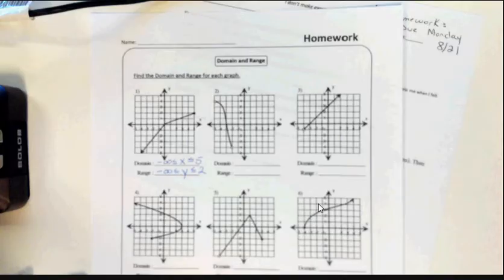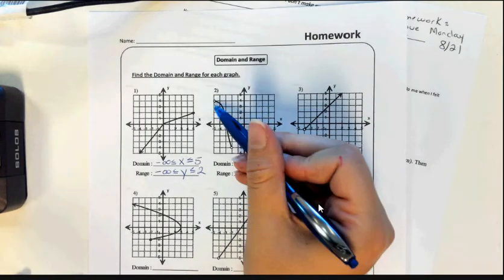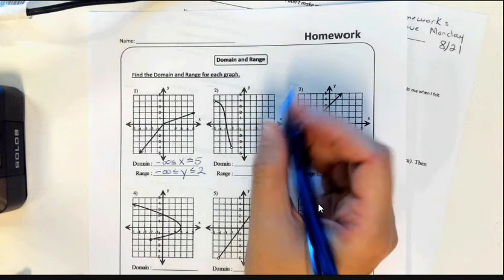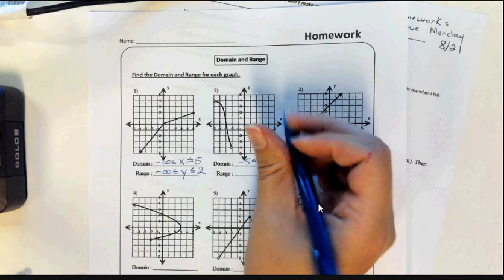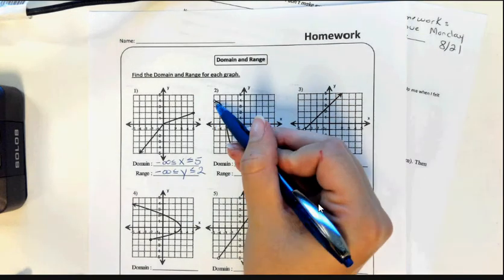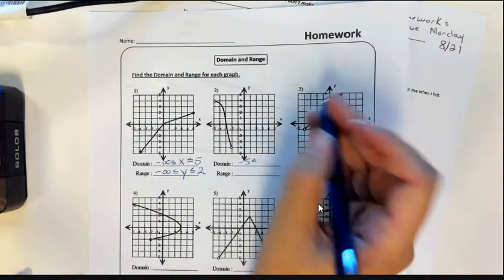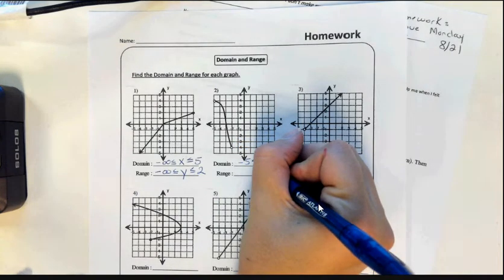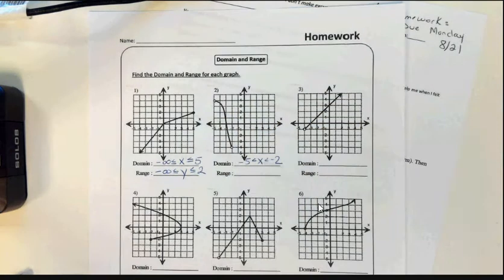Okay, for this next one right here, again, for my domain, I'm going left to right. So the leftmost point is at negative 5. I'm not going to use less than or equal to, I'm just going to use less than because the dot is open. So negative 5 is not a part of the domain. And then my farthest most right dot is at negative 2.